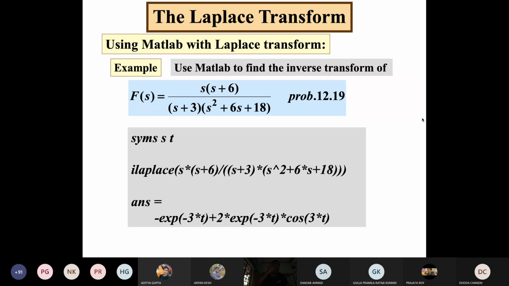So note that you can write s square plus 6s plus 18 is equal to s plus 3 whole square plus 9, right? And s plus 6 equal to s plus 3 plus 3. Now replace s plus 3 by something, let's say p, and then solve it. So it is s into p plus 3 divided by p into p square plus 9, p square plus 3 square.